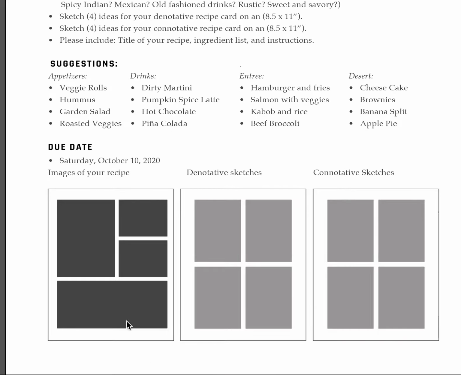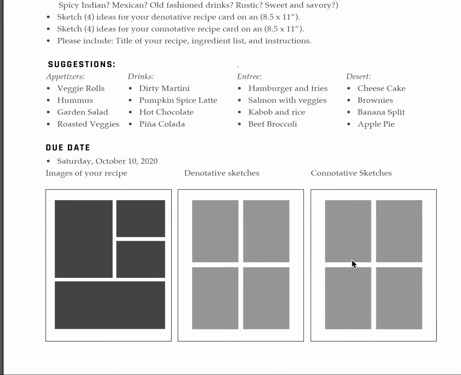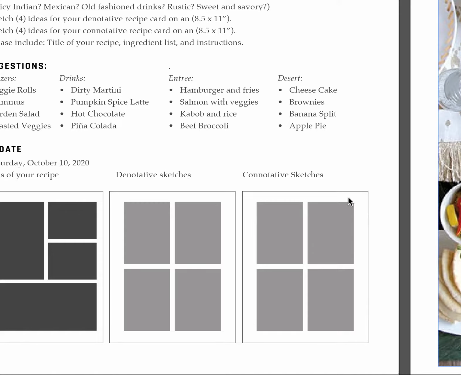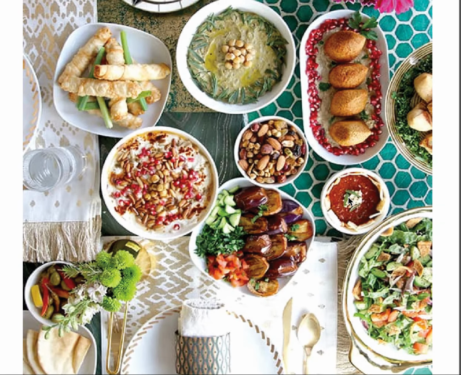I'm going to be asking you for an image of your recipe, so it could be a series of images or it could be one image. And denotative sketches, so this is an 8.5 by 11, and just one sketch here and here and here. Same for your connotative as well. I'll include some images to explain.